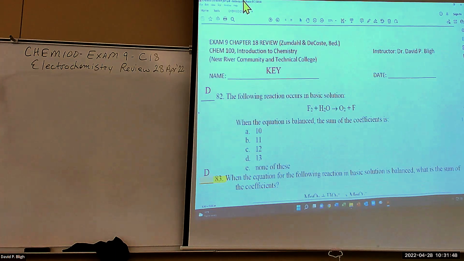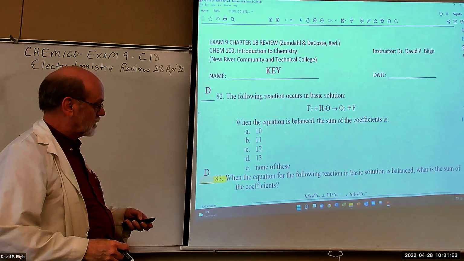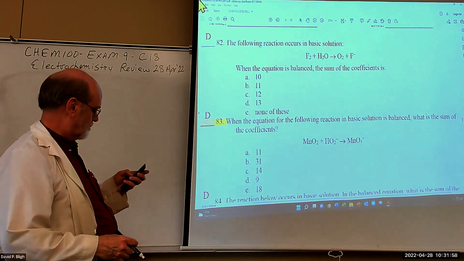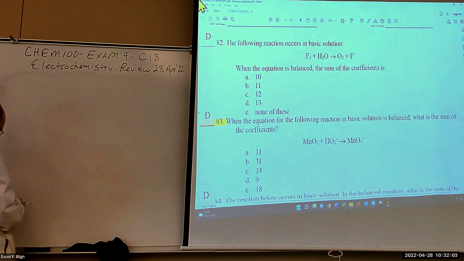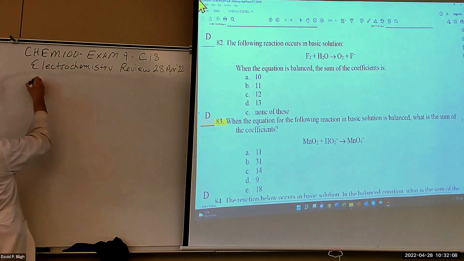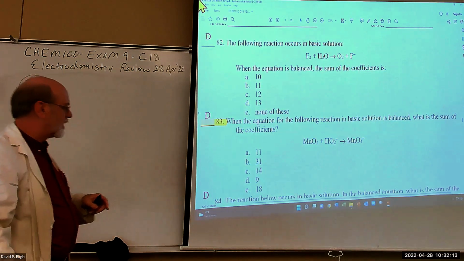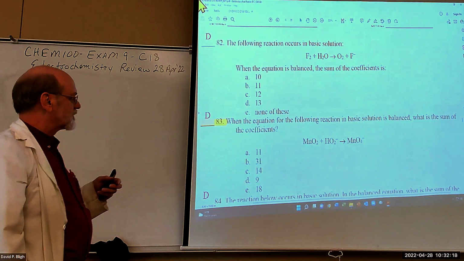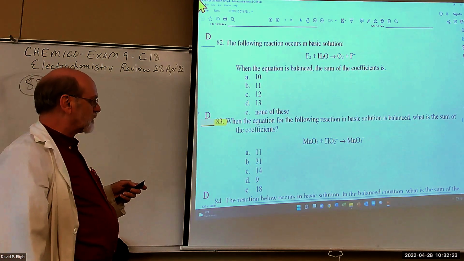Let's go down to the next highlighted one, 83. So we're going to have to scroll a little bit. Here we go. 83. When the equation for the following reaction in basic solution is balanced, what's the sum of the coefficients? Okay. Do we need to split this one in 2?